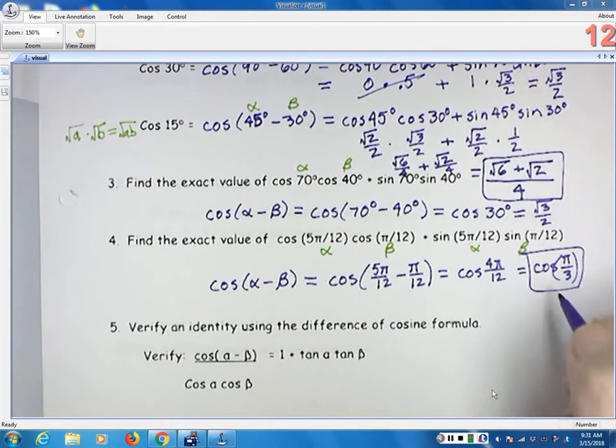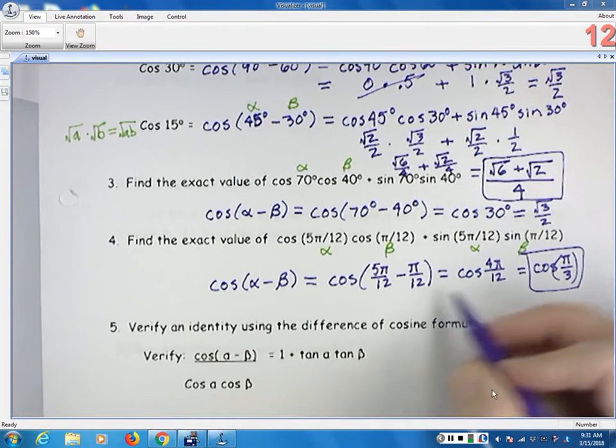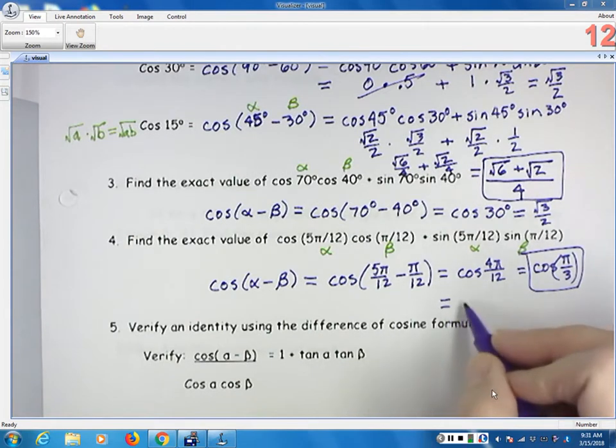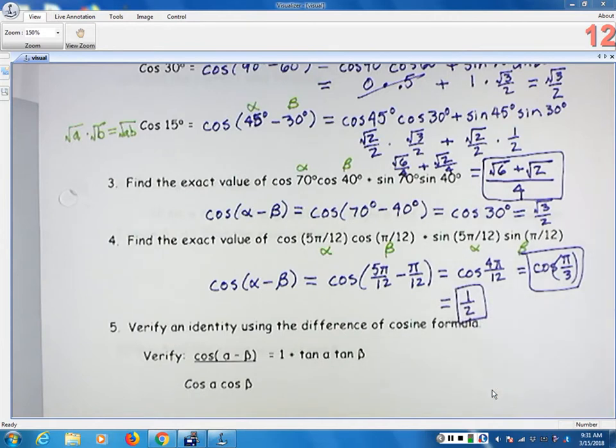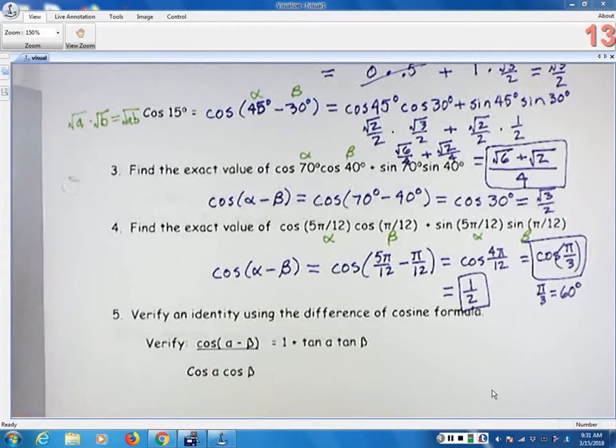Oh, wait a minute, we have to find that. What's that, 60 degrees? Yeah. So that is 1/2. Sorry, that's not the answer. We actually get an answer of 1/2. And I wrote on my filled in notes that pi over 3 is 60 degrees. That was one of the ones you should have memorized to go back and forth between those, or be able to figure out pretty quickly.